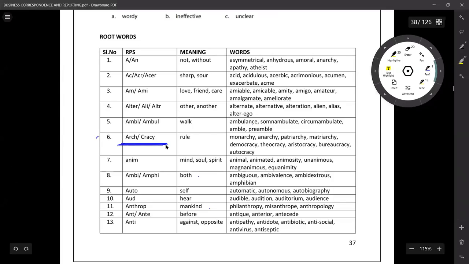First one, arch, arc and cracy. The meaning is rule. Now, if you look at these words, guys, some of these we've picked up and discussed yesterday as well. For example, monarchy. When you say monarchy, what is monarchy? Mono is one, archy is rule, correct? So monarchy is one ruler. Guys, who's the longest surviving monarch? Which country currently has a monarch, guys?